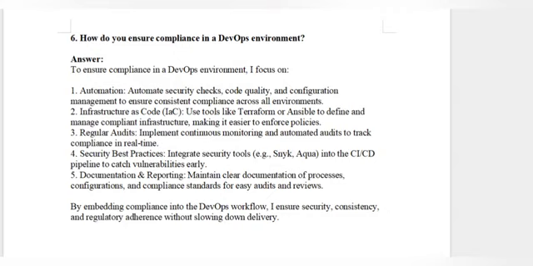Fourth is security best practices. Integrate security tools into the CI/CD pipeline to catch vulnerabilities early. Fifth would be documentation and reporting. Maintain clear documentation of the processes, configurations, and compliance standards for easy audits and reviews. By embedding compliance into the DevOps workflow, I ensure security, consistency, and regulatory adherence without slowing down delivery.